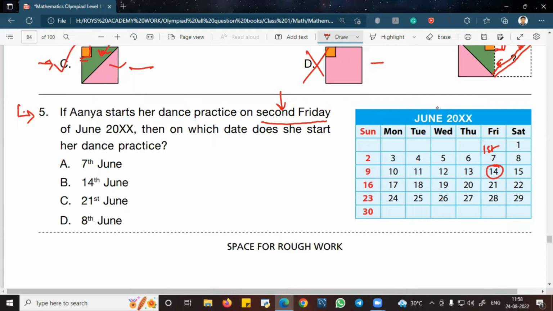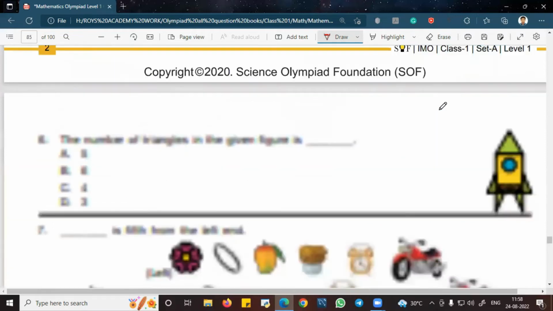Okay, so it is a very easy question. We can see here the second Friday will be 14. So option B is the right answer. That is 14 June is the date. It is the second Friday when she started her dance practice. That means B will be the correct answer for this question. Okay, dear student, am I clear? Okay, so now let's start our next question.